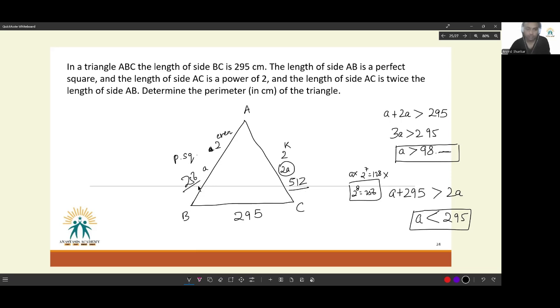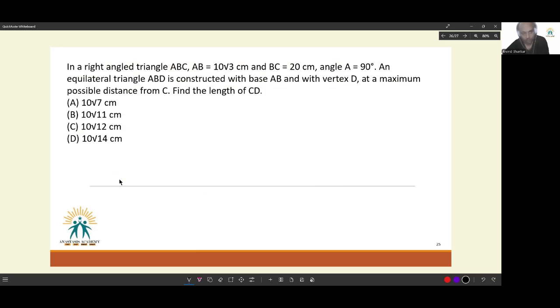And now we have to determine the perimeter of the triangle. It will be 512, 256, and 295. So 3, 1 carried over, 6, 1 carried over, 1063. Perimeter of the triangle will be 1063.